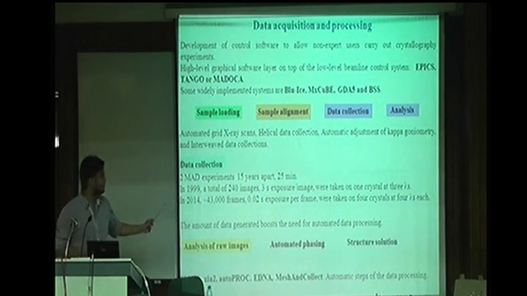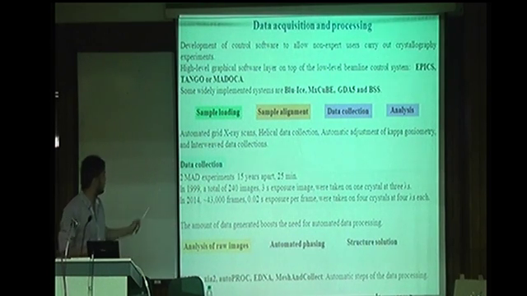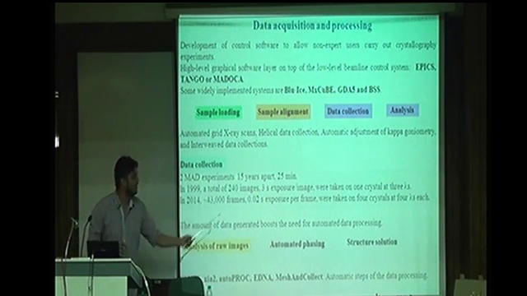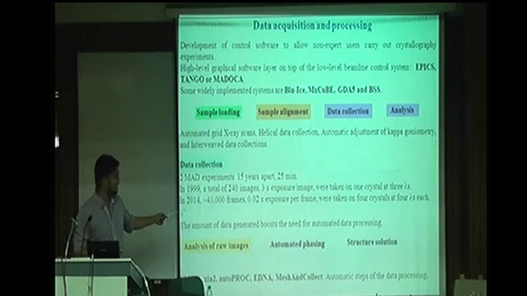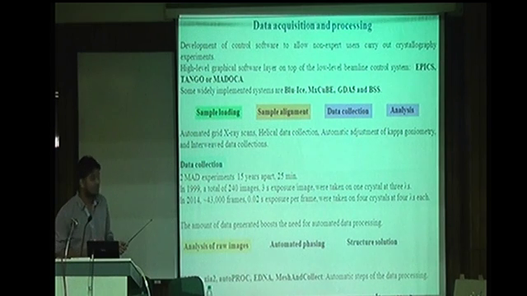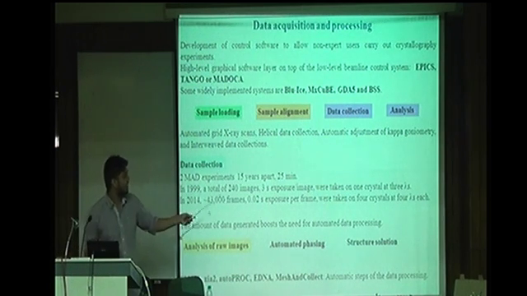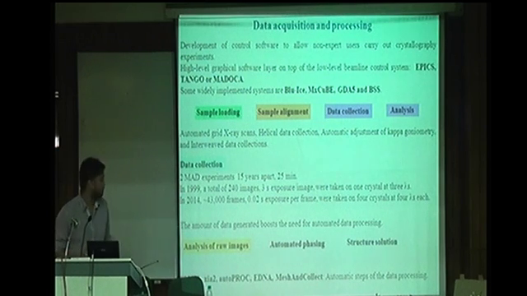Regarding data collection, initially two MAD experiments were done 15 years apart in less than 25 minutes. But in 1999, a total of 240 images, with 3-second exposure per image, were taken for one crystal at 3 different wavelengths, and recently in 2014, nearly 43,000 frames of 0.02 second exposure per frame were taken on 4 different crystals at 4 different wavelengths.